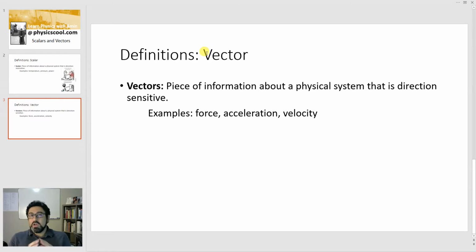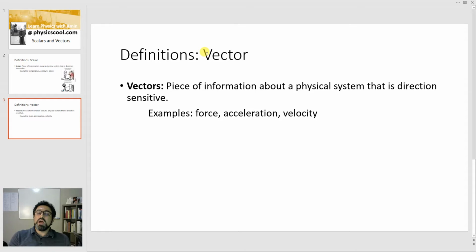So vectors, like scalars, are a piece of information about a physical system, but they are direction sensitive. For example, force. When you apply force to an object, not only do you need to know the strength of that force that you're applying to that object, you also need to know the direction of that force. And together, the strength or the magnitude of the force and the direction gives you a full understanding of force. The same is true about acceleration, right?